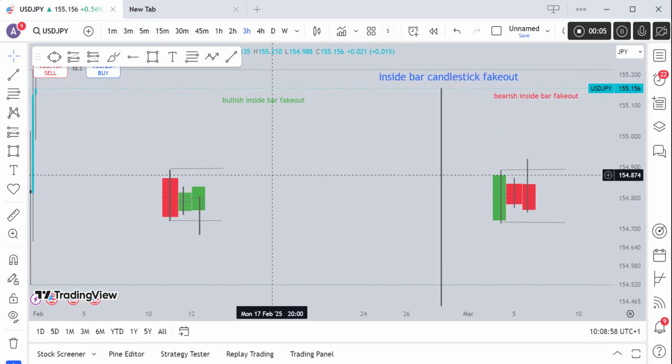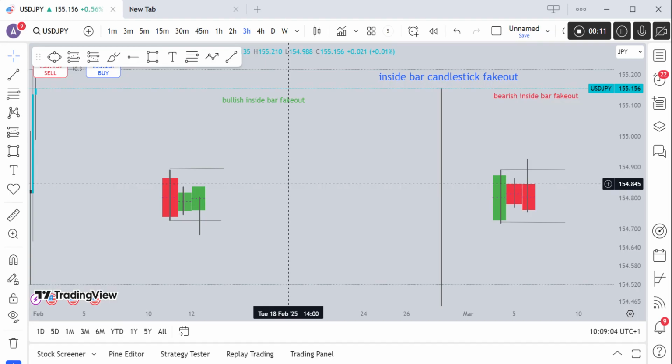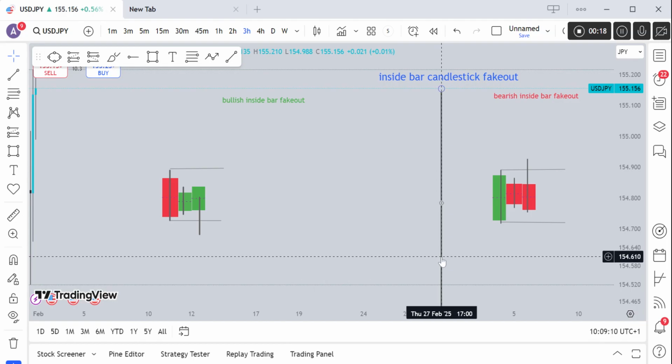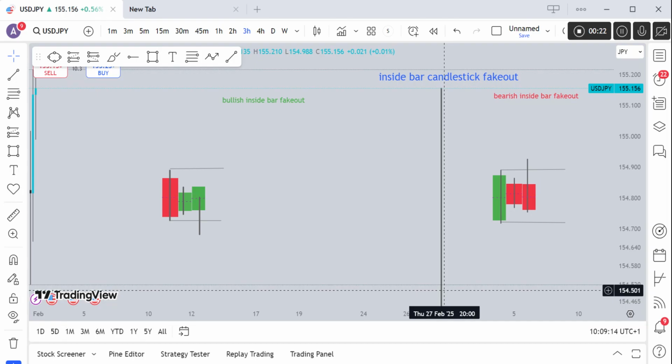Today we are going to look at the inside bar candlestick pattern. First of all, what is an inside bar candlestick? An inside bar candlestick is an indication that the market is going to change its leg or change its direction. What do I mean by that?